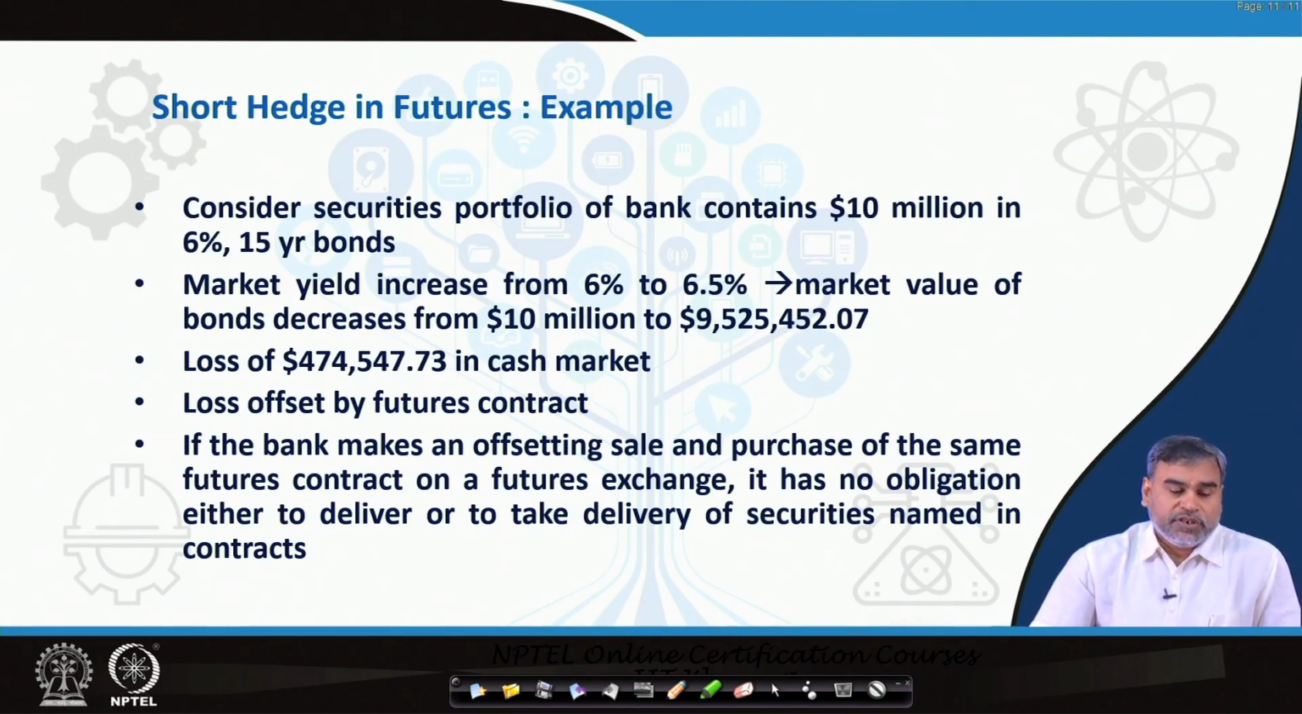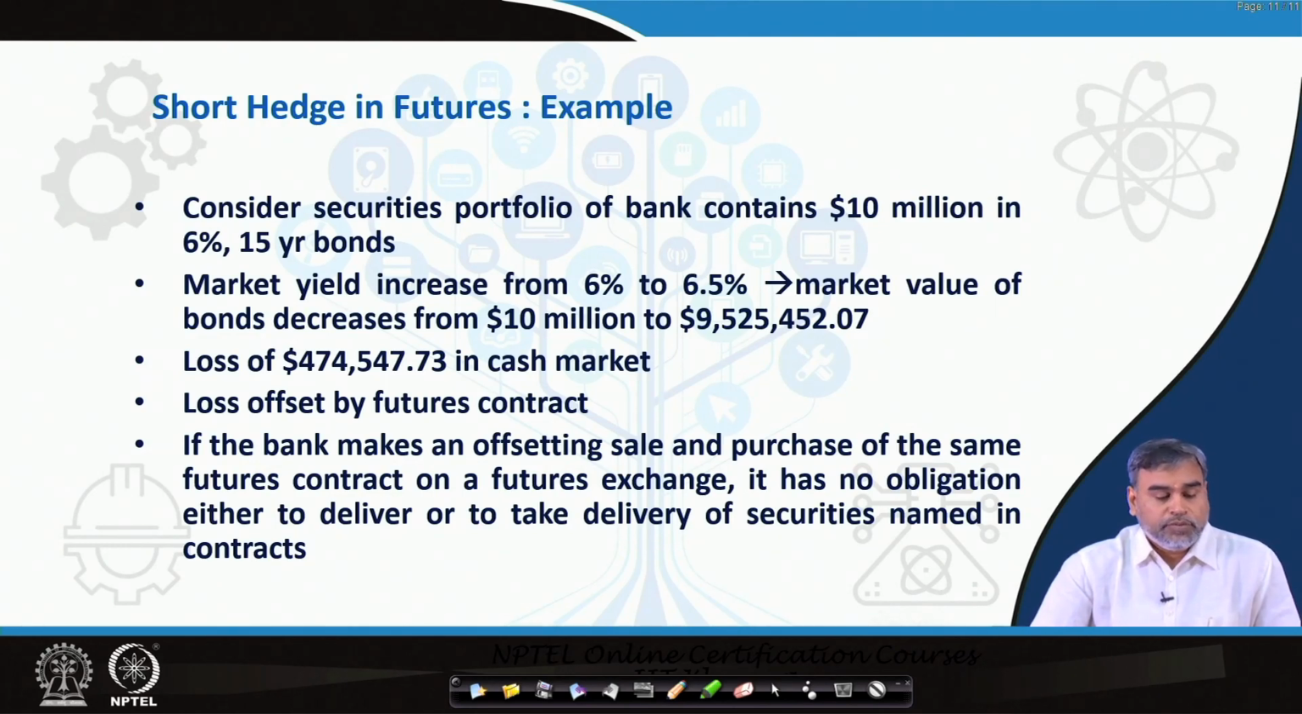For example, if you see here for the short hedge, consider a securities portfolio of a bank that contains $10 million in 6% 15-year bonds. Market yield increases from 6% to 6.5%. Then the market value of the bond decreased from 10 million to this. There is a loss of this much in the cash market, 474,547.73, but the same loss can be offset by the short hedge positions you have taken in the futures market.